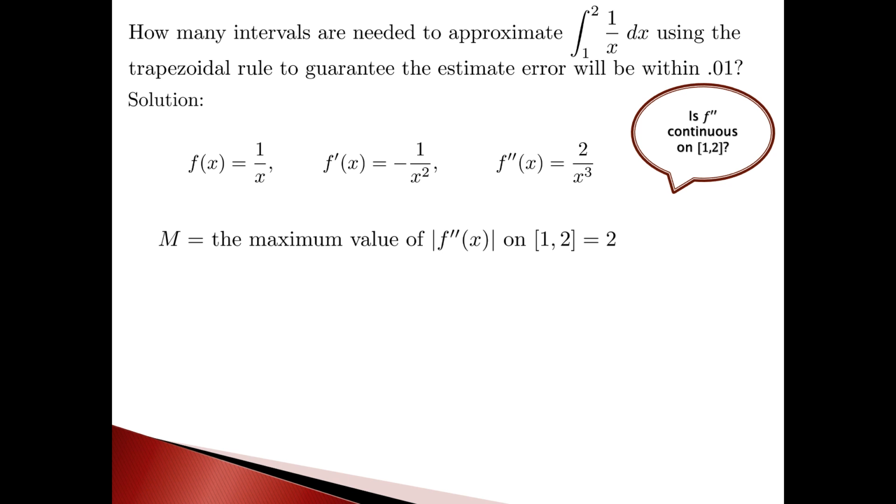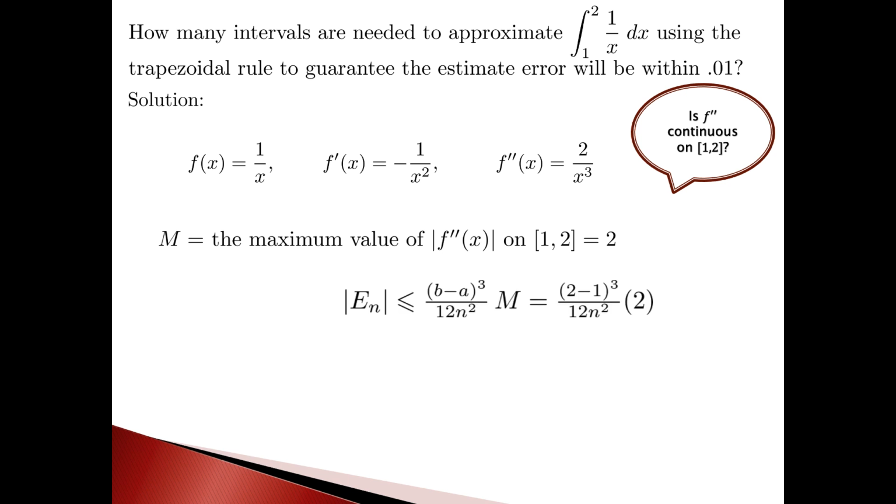I mean, you can just check. When you plug in 1, you get 2 over 1 cubed, which is 2. When I check it at the other endpoint at 2, I'd get 2 over 2 cubed, which is 2 over 8. So 2 is obviously much bigger than 2 over 8. So the biggest this thing is going to be is at the first endpoint. And at that spot, the second derivative can be as big as 2.